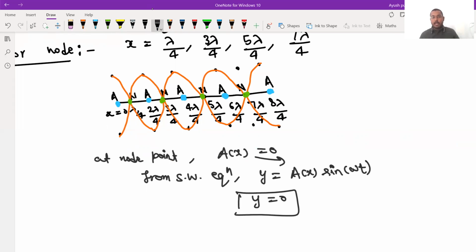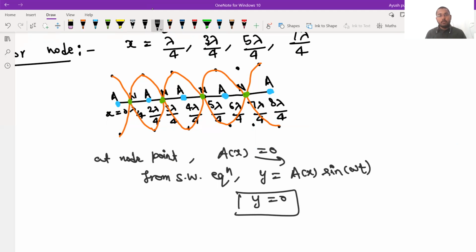If Ax equal to 0, then y will be equal to 0. Displacement, that means at node, the displacement of the particle is 0. That means if Ax equal to 0, then y equal to 0, which means the displacement of the particle at node point will always be 0. It is independent of the time. Because if you put Ax equal to 0, the whole y will be 0. And of course, y is Ax sine omega t, so the t term will be insignificant here. Getting the point? So at node, the amplitude is 0.